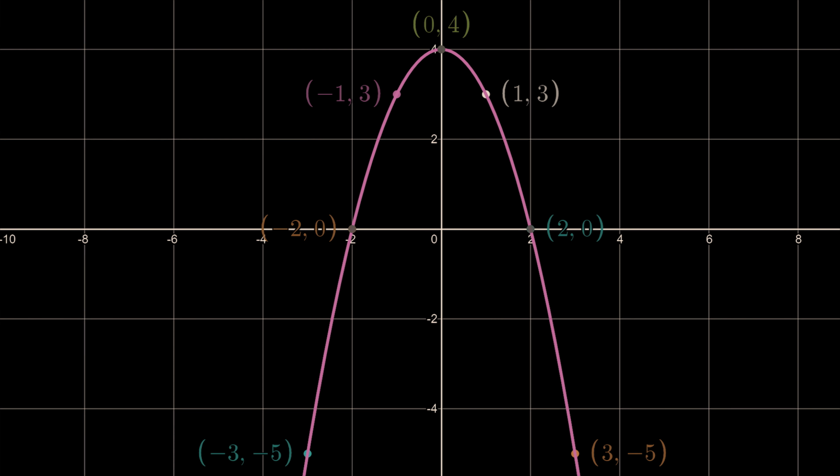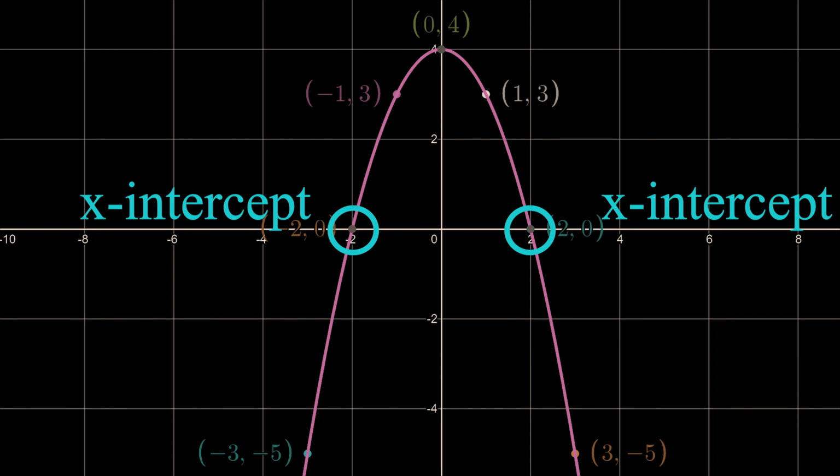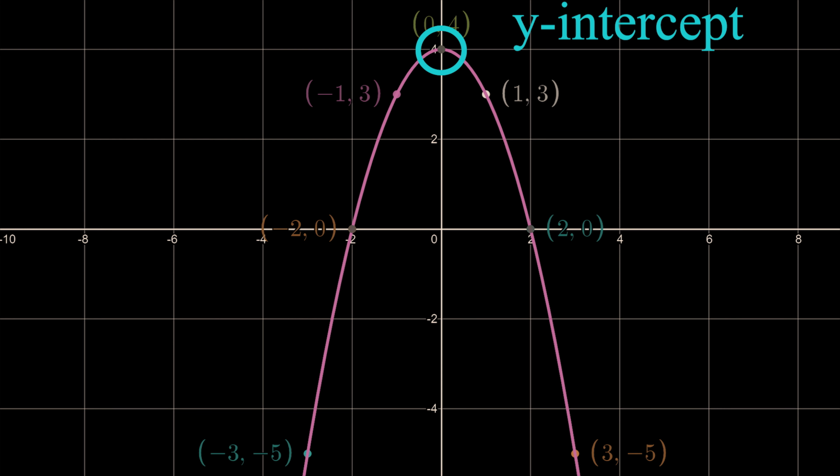Before we end this video, I want to point out 2 major points of interest. Wherever our graph crosses the y-axis, we call that point the y-intercept. And wherever our graph crosses the x-axis, we call this the x-intercept. There can be multiple x-intercepts, however, there can only be one y-intercept. This is due to something called the vertical line test, something we'll talk about in the near future.